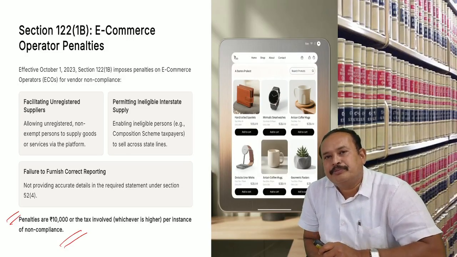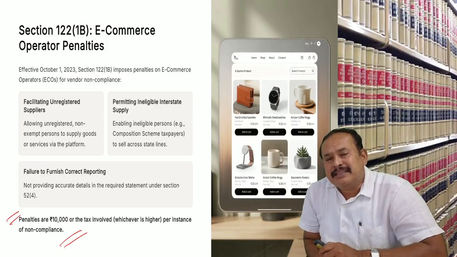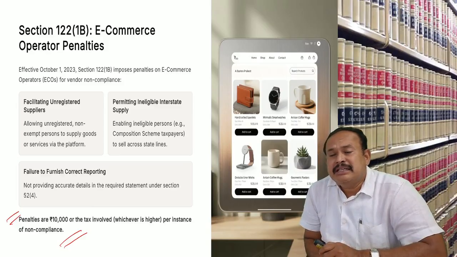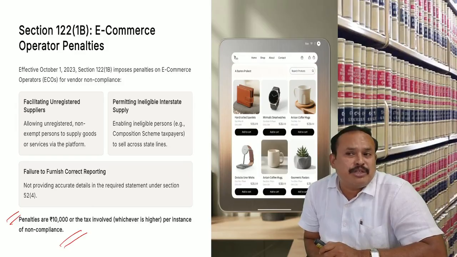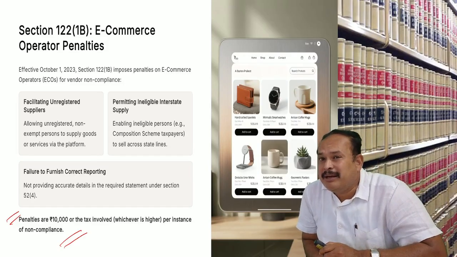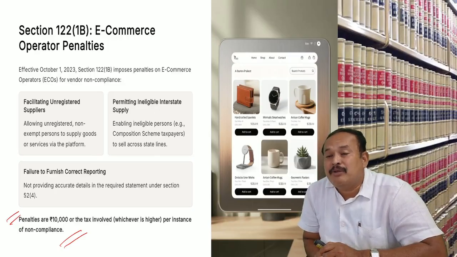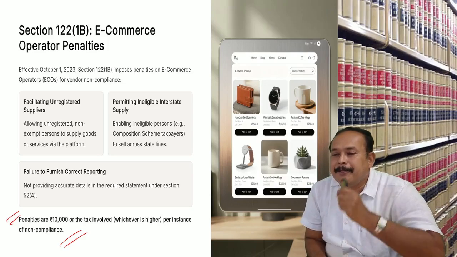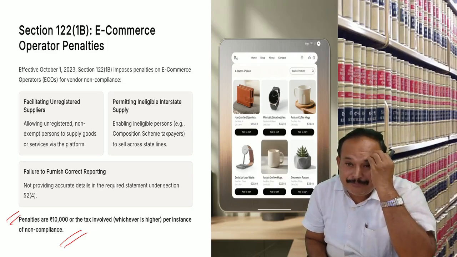Now, if that is the case, the section 74A penalty comes into picture. Section 74A penalty comes into picture. Only 74A applies, not the 122 penalty. Is that clear? In the case of fraud.